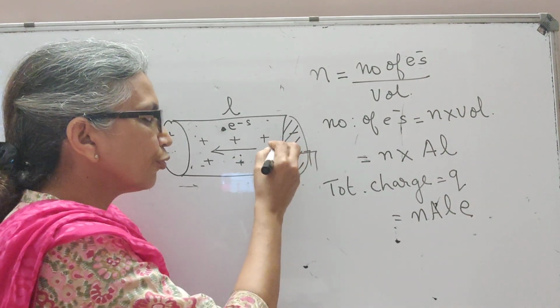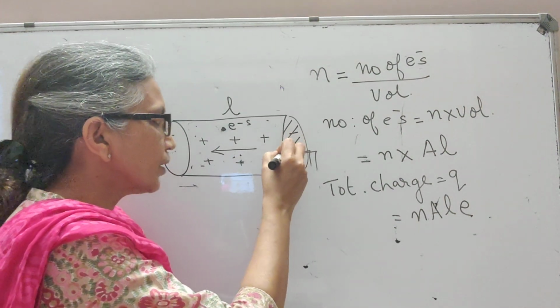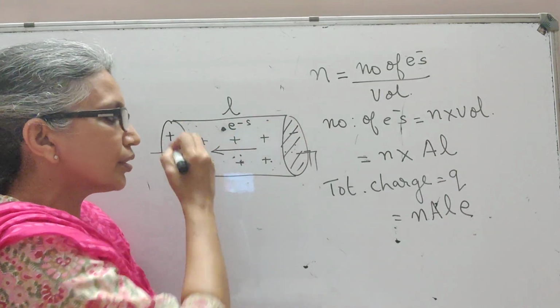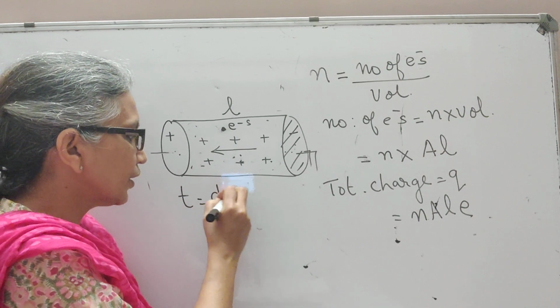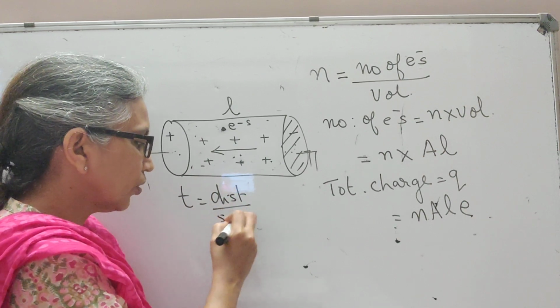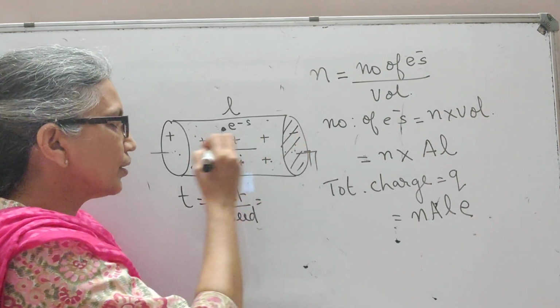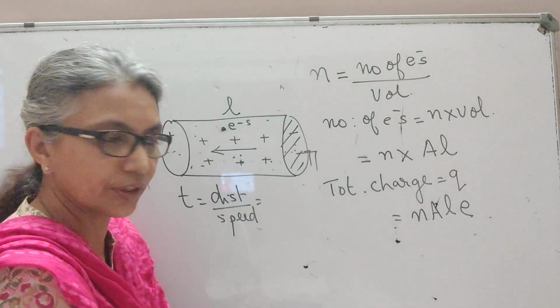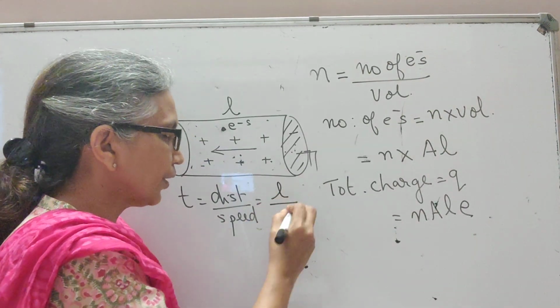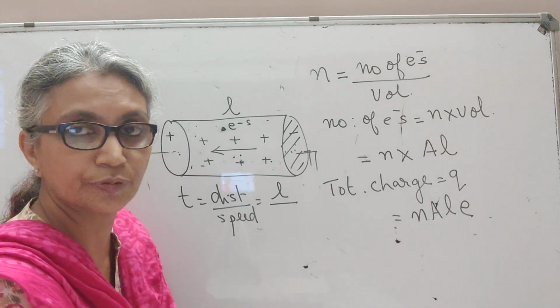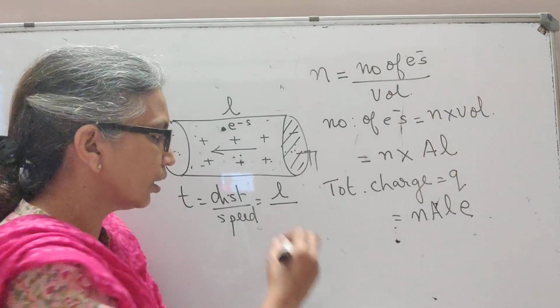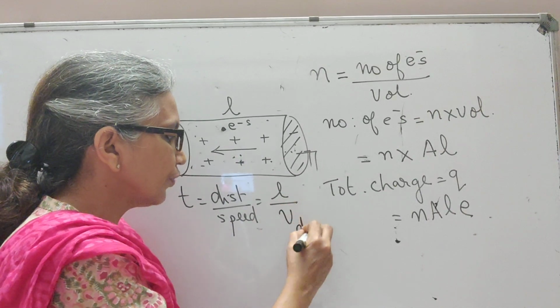Now the time taken for the electron to move from this end to this end, that is a total distance L. You know time is distance by speed or velocity. The distance that it travels is the length L of the conductor. So that's L divided by the velocity with which it travels under the application of the electric field, that is when you've connected it to a battery, which will be the drift velocity Vd.